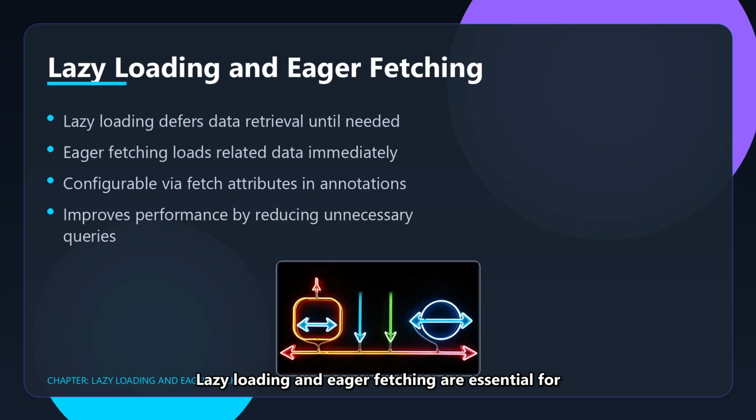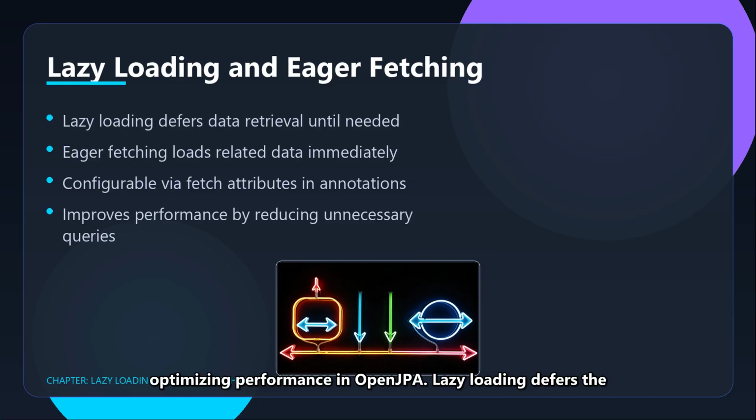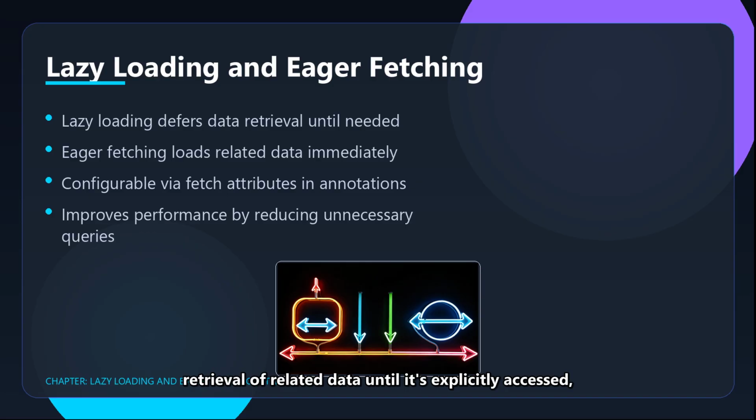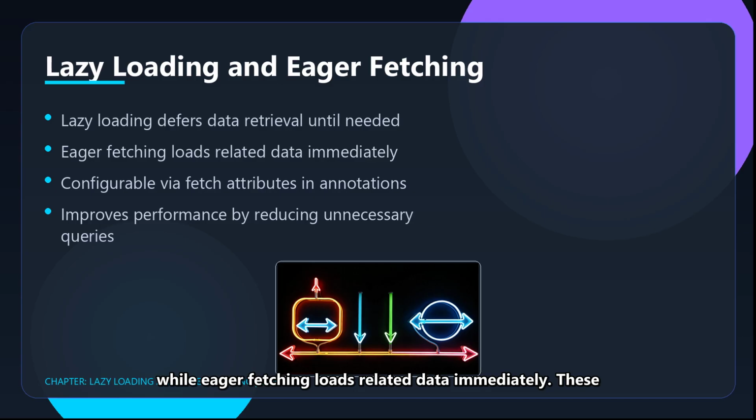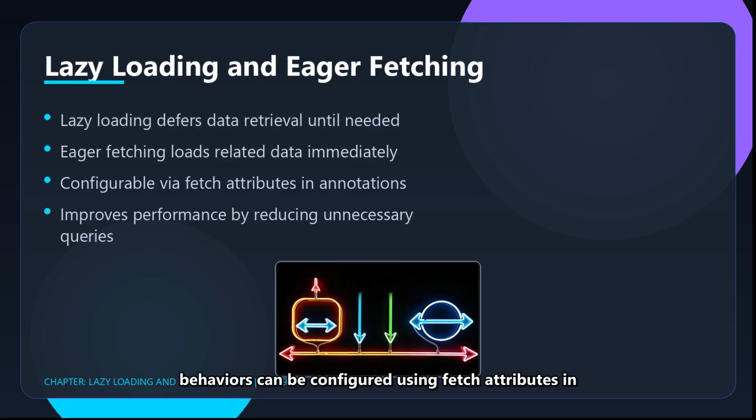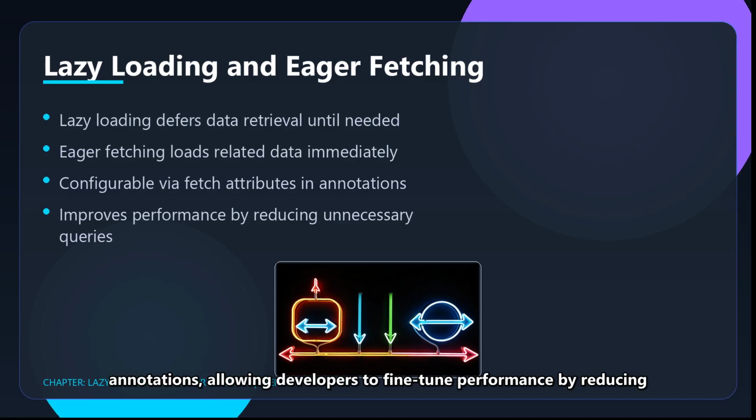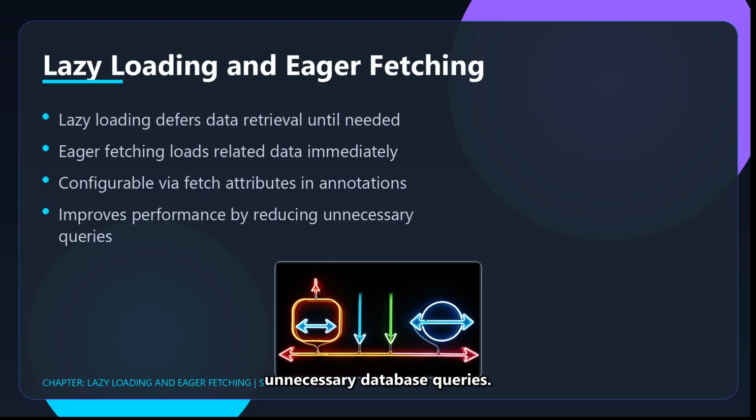Lazy loading and eager fetching are essential for optimizing performance in OpenJPA. Lazy loading defers the retrieval of related data until it's explicitly accessed, while eager fetching loads related data immediately. These behaviors can be configured using fetch attributes in annotations, allowing developers to fine-tune performance by reducing unnecessary database queries.